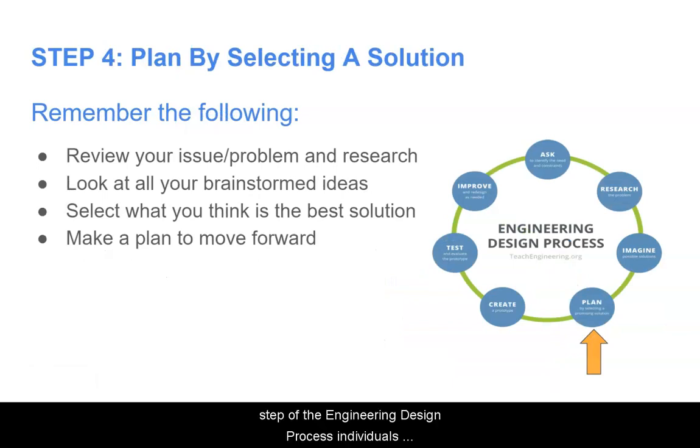Step 4. Selecting a solution. In this step of the engineering design process, individuals working on the project will pick a design option that was created in the previous step. In doing so, they select which option they think will be best in achieving the goal for the project.